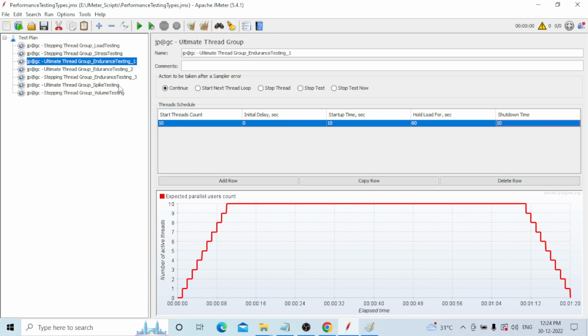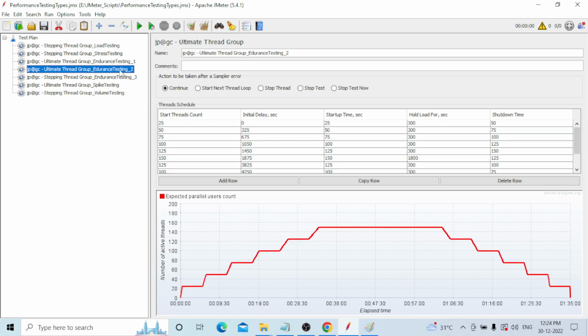And another one, ultimate thread group endurance testing 2. This is also one way to design it, where you design every step wise. As a sample I will give only a little period. Period means the whole load time, and based on your requirement you can increase it, that is enough. Nothing else has changed. Now I will explain one by one, step by step, how you design for the ultimate thread group. There is one process.